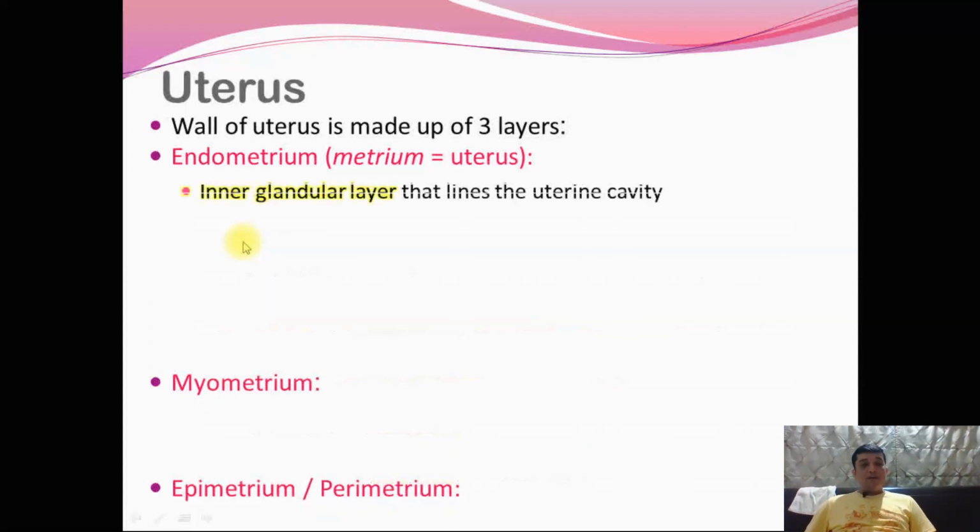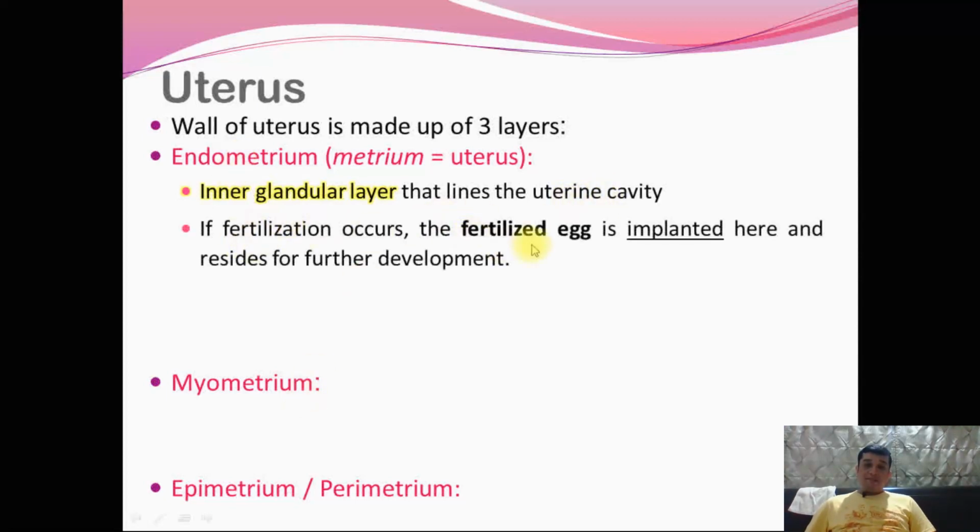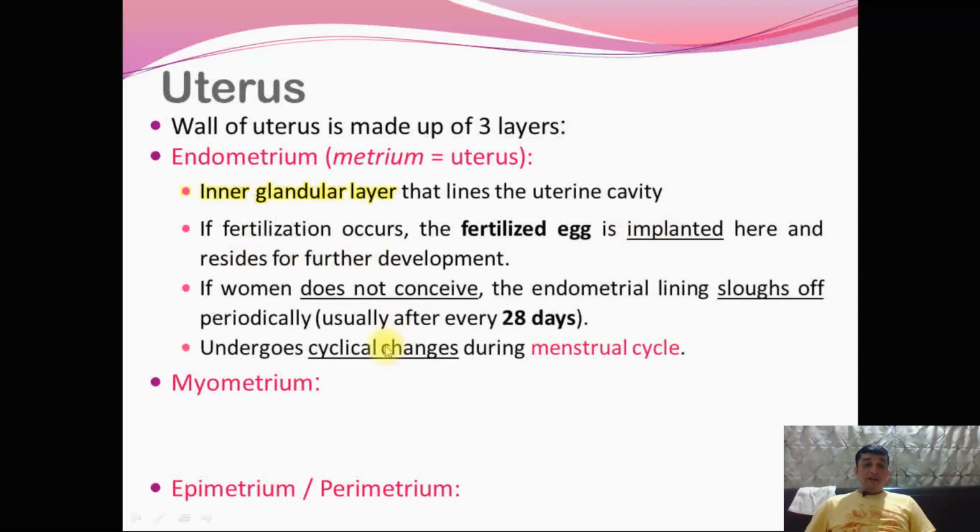So the endometrium, as I told you, is an inner glandular layer that lines the uterine cavity. If fertilization happens, then the fertilized egg is implanted here and will reside until further development. But if there is no conception, if the woman does not conceive, then the endometrial lining sloughs off.